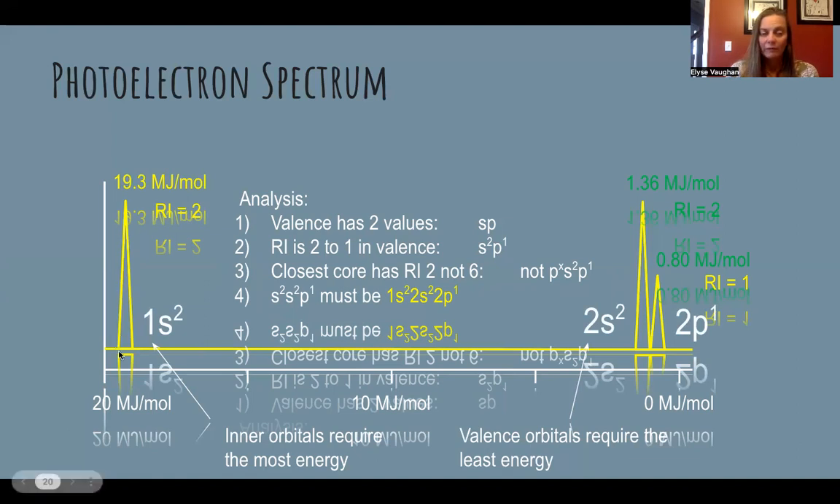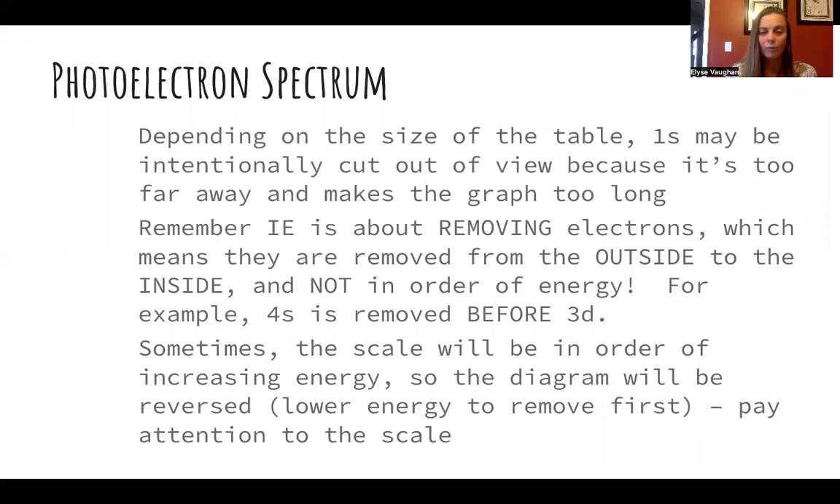Remember, we fill from lowest energy to highest energy. So this is boron. So when we look at these spectra, it's important to recognize that sometimes the 1s is going to be cut out because it's too far away and it makes the graph too long. Sometimes you'll see kind of a diagonal line, and that's telling you that they've just cut out the section, but it is still going to be the big energy gap. So pay attention to the scale.